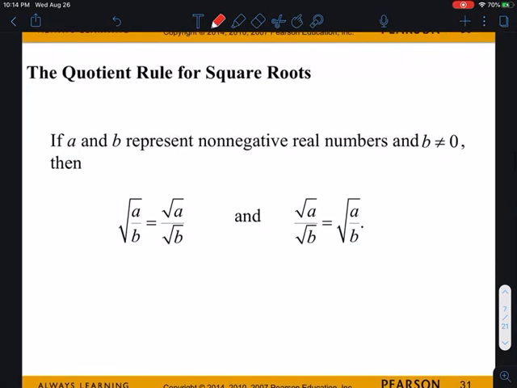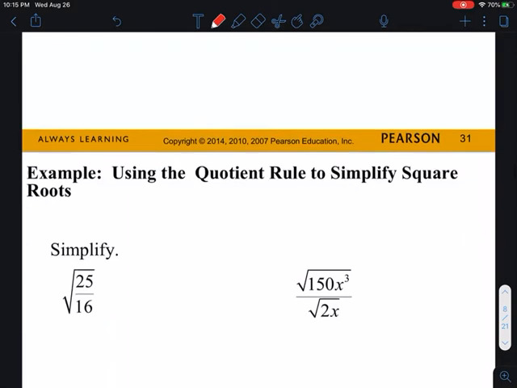The quotient rule for square roots says if a and b represent non-negative real numbers and b is not equal to 0, since that's on the denominator, then we could take a square root of a over b and break it into two pieces, the square root of a over the square root of b. And if we start off with a square root of a over top of the square root of b, we can put them together and simplify that way. So whichever way is easiest to get your simplified answer.